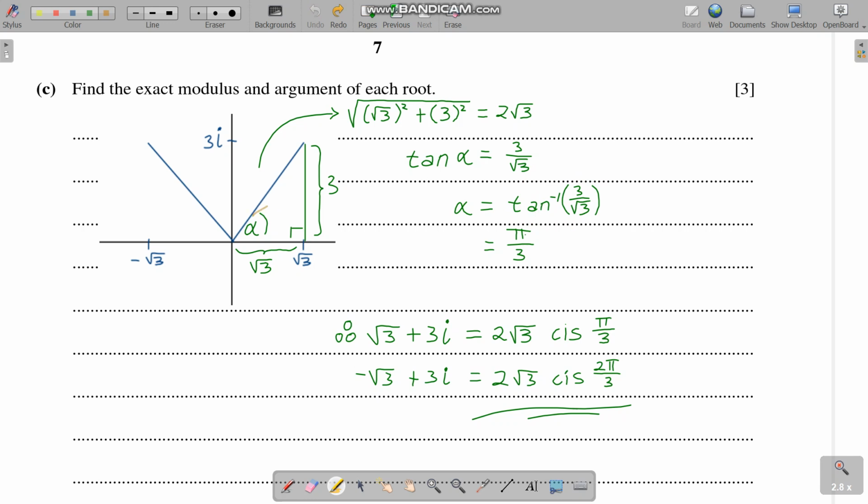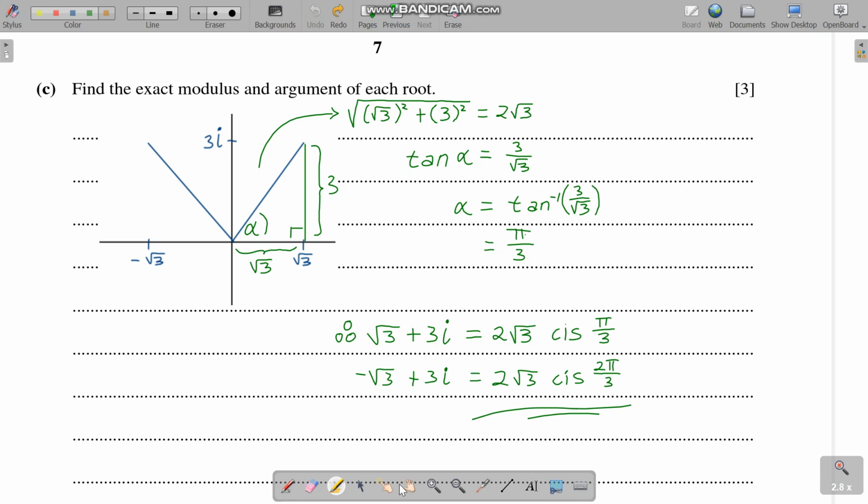So this angle is pi over 3, which means for this complex number here, the modulus is 2 root 3 and the angle is pi over 3 because it's always measured from the positive real axis. And for the other one, same modulus because it's symmetrical, but the angle is, so this is pi over 3, which means this is also pi over 3. So to get this angle, we do 180 degrees minus pi over 3, which is 2 pi over 3.